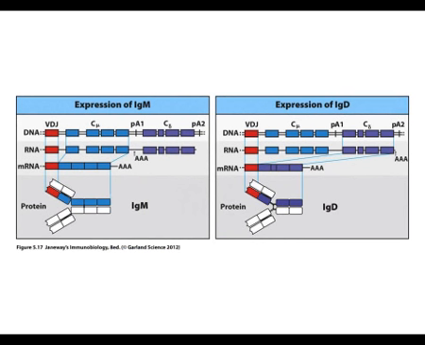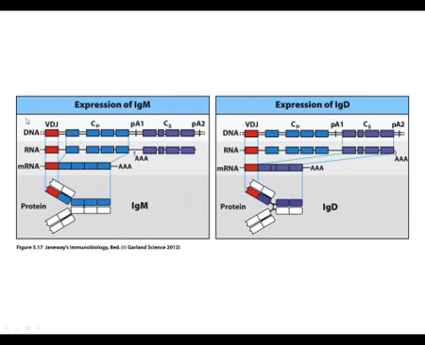Right, so here's what I mentioned before, IgM and IgD. There is only one instance where the same B cell can make 2 different immunoglobulins, and that's right at the beginning when the B cell is first made, before it's encountered antigen. It always starts with IgM and IgD. But that's not because the DNA has changed.